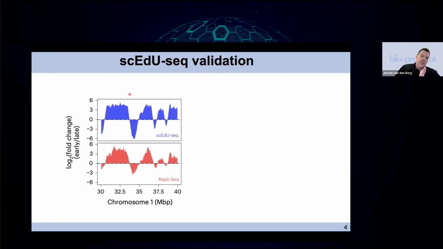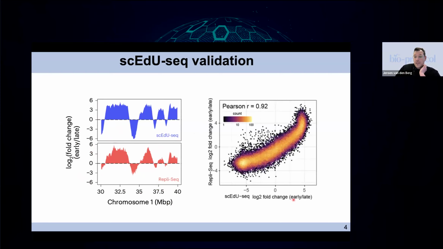And what we can see here is that our single-cell EDU-seq signal nicely behaves similarly as the replication timing signal. And this is, of course, a small part of chromosome 1, but this also maintains for all the genomic locations throughout the entire genome. So now we have some single cell resolution, right? So now we can ask, where does our single cell EDU-seq signal come from?